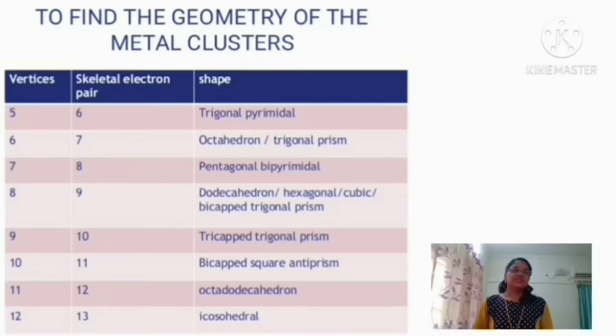So till now we have discussed which type of metal cluster it belongs to, whether it is closo, arachno, nido, hypho or clado. Next is to identify the shape of that metal cluster. If it is closo, which shape or structure does it belong to? There are some tricks to find the structure of a metal cluster, and this is a table we have to remember.